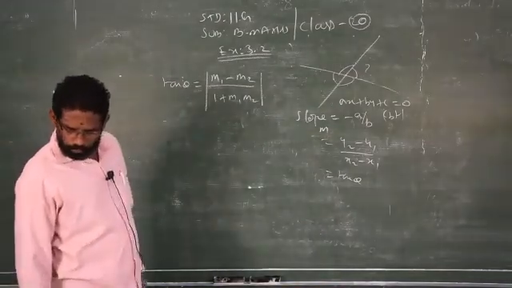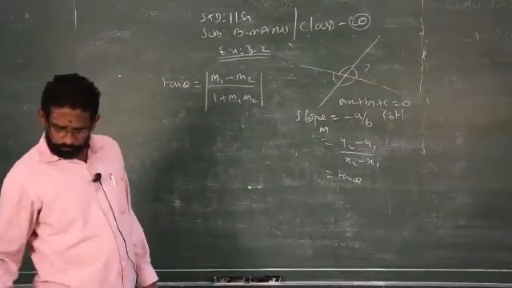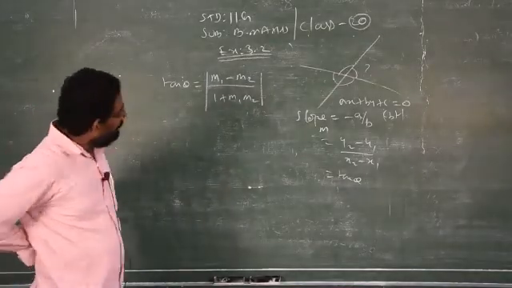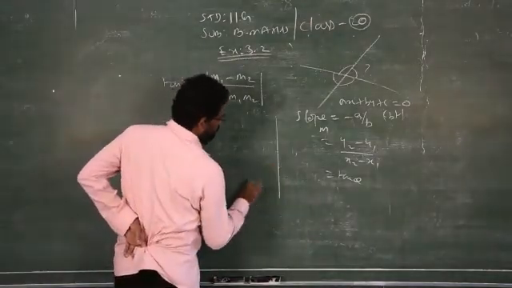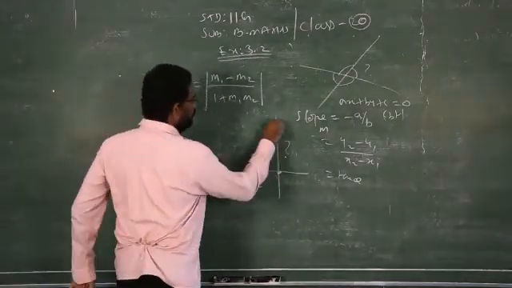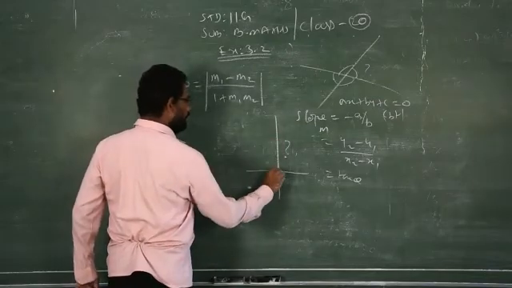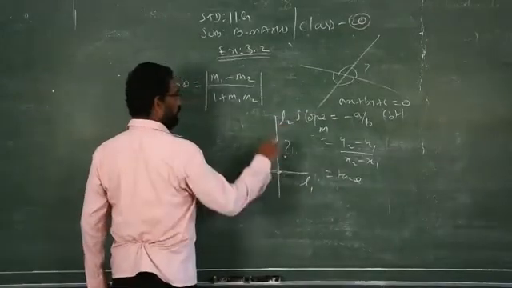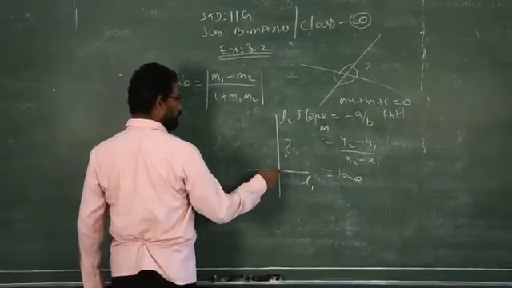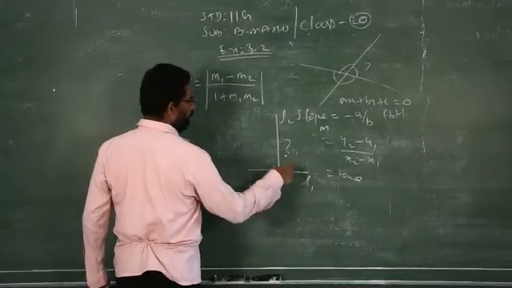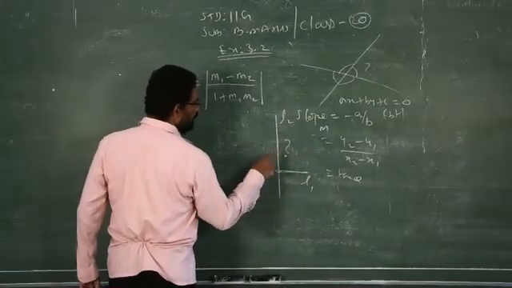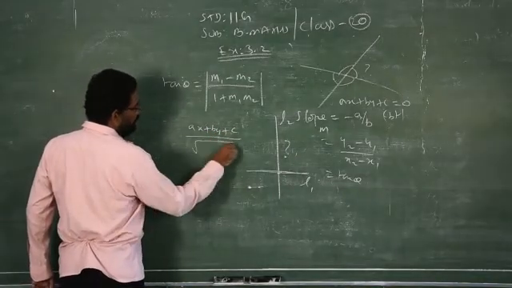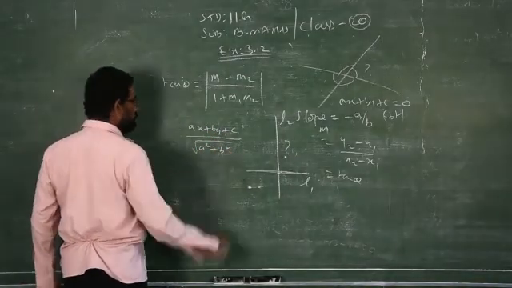Then we have another formula, that is, the distance from a point, the perpendicular distance. How do you find out the distance? This is the perpendicular line to that line. If I take this as L1, this is L2. When L1 is perpendicular to L2 or L2 is perpendicular to L1, how do you find out this length? Ax plus by plus c by square root of a square plus b square.